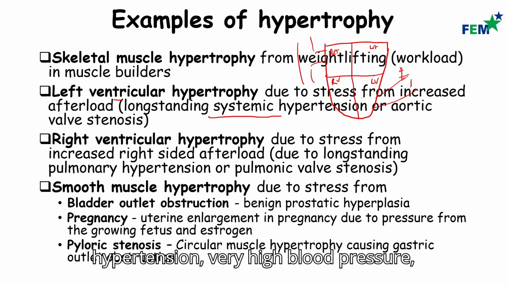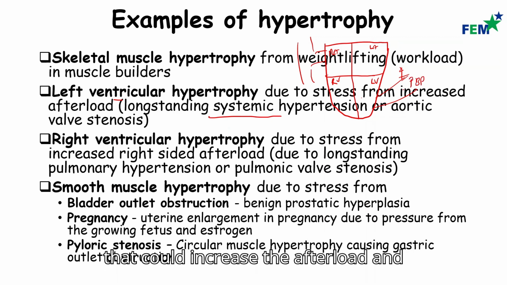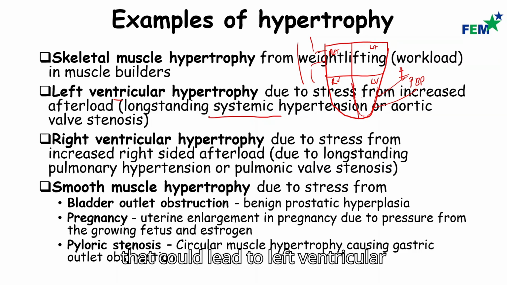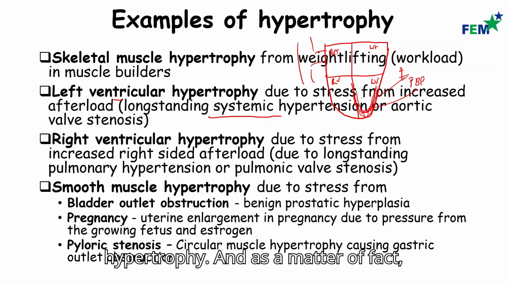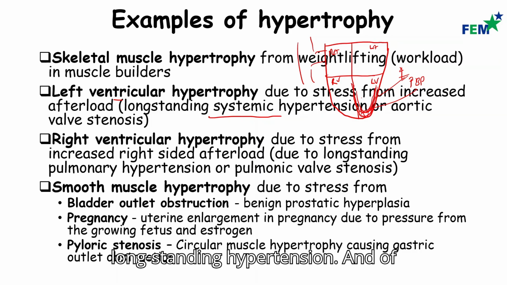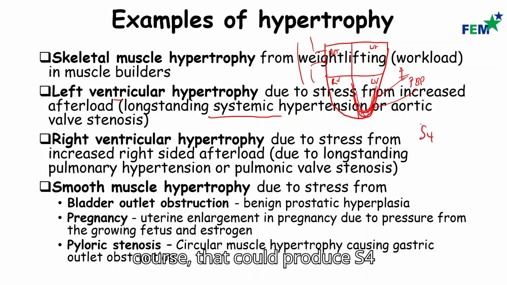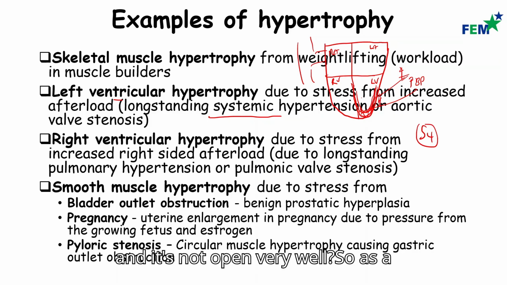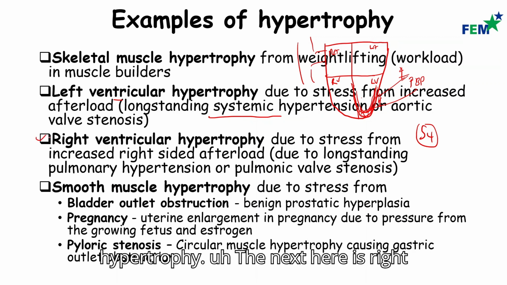If somebody has long-standing hypertension, very high blood pressure, that could increase the afterload and put a lot of stress on those muscles, causing gene activation, everything we spoke about earlier, and that could lead to left ventricular hypertrophy. As a matter of fact, left ventricular hypertrophy is the most common complication of long-standing hypertension. And of course, that could produce an S4 heart sound. The other one: what if the aortic valve is stenotic and not opening very well? As a result, that could also increase the left ventricular afterload and lead to left ventricular hypertrophy.